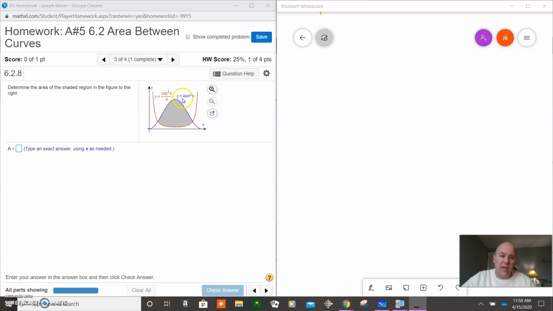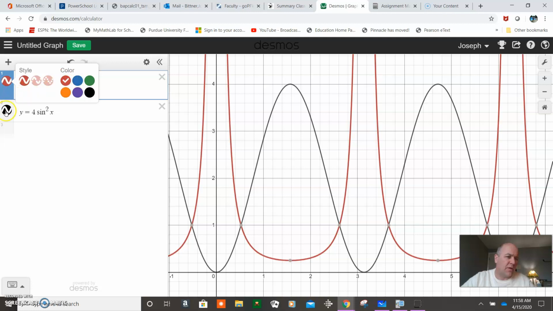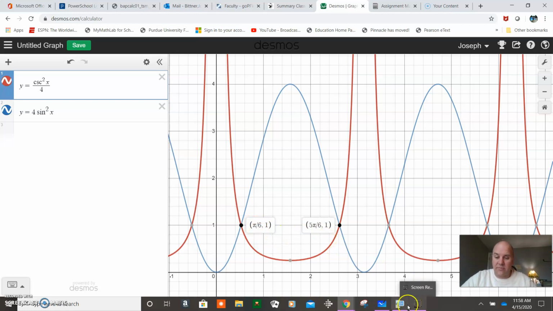The blue line is the top and the red line is the bottom. And again, I would strongly recommend you graph it. As you can see, here's the graph. I have purple and black. If you want to, you can change these colors to correspond. I think that one was red, and that one was blue, and you can see the top and bottom, and see where they intersect. So I know I'm going from pi over 6 to 5 pi over 6. Be careful with this though.